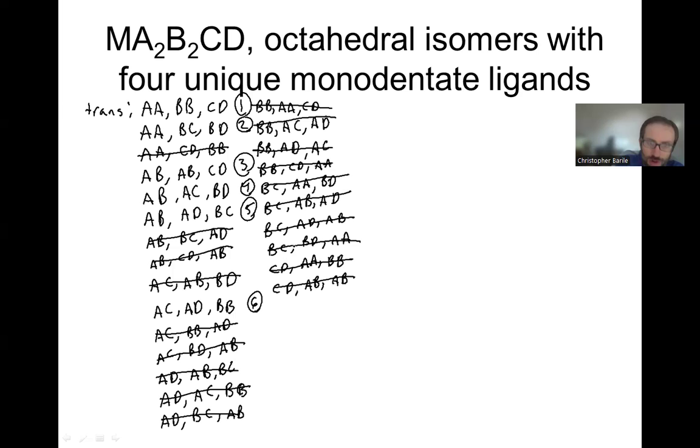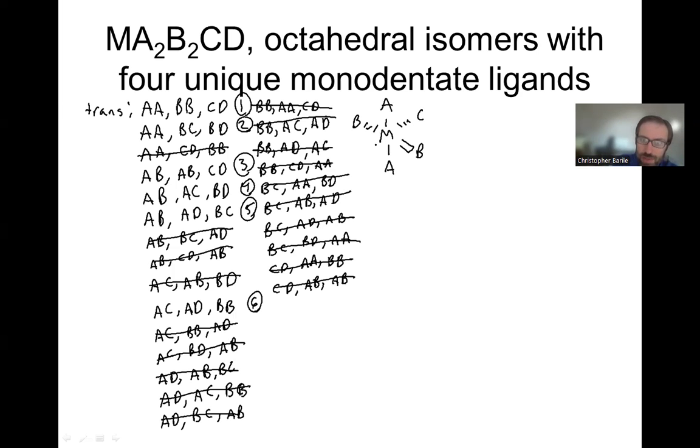And this part, writing them out, is the easy part. Put the metal in the center. AA are trans from one another. Remember, these are trans pairs. So I put them top and bottom. You could put them coming out this way and that way. It doesn't really matter as long as you have the trans pairs correctly. So B and B are across from one another. So this is coming out towards us to the right. That's what the wedge means. The dash means it's going behind us to the left.